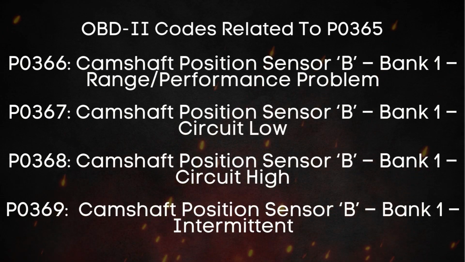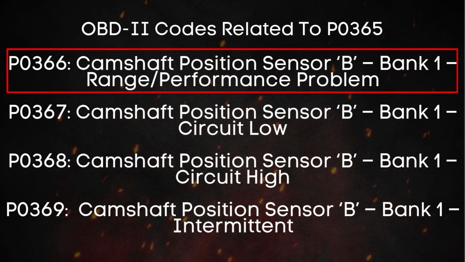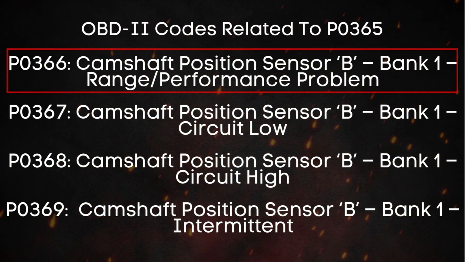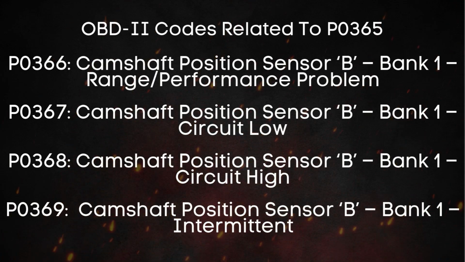Just like the P0365 code, you might also come across a few other trouble codes related to the camshaft position sensor. For example, one of the most common ones is P0366. That code stands for Exhaust Camshaft Position Sensor for Bank 1 has performance problem. In simple terms, it means that the signal from the exhaust camshaft sensor on Bank 1 is either out of range or not performing as expected. It could be due to incorrect timing, interference, or a weak signal.